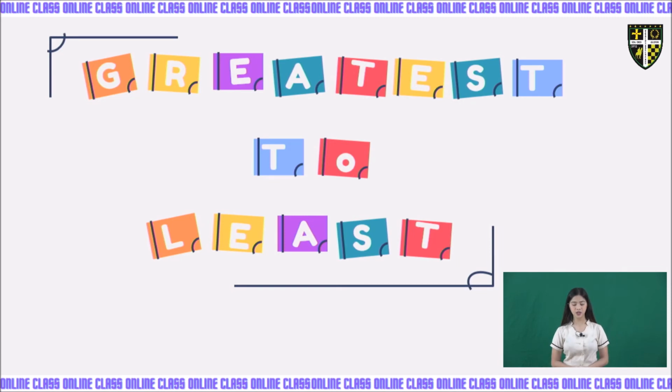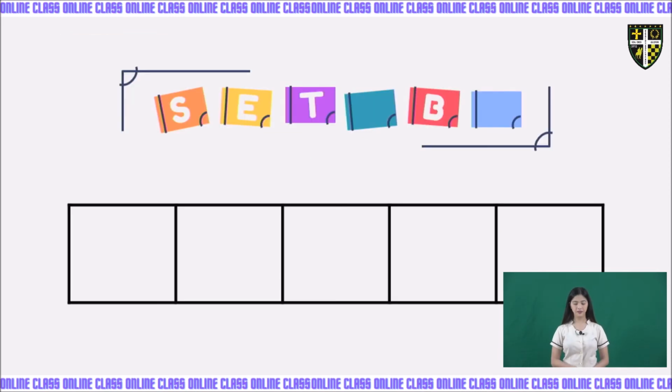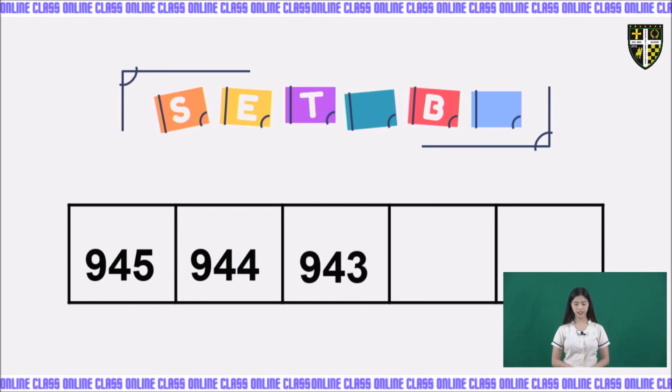Now, let's proceed to the second one, which is greatest to least. Again, greatest to least. So it means we are going to start from the biggest number, going to the smallest number. So let's study this set B. Let's start with the number 945, 944, 943, 942, and 941. As you can see, we start at 945 and we finish at 941. So it means we started from the greatest going to the least.